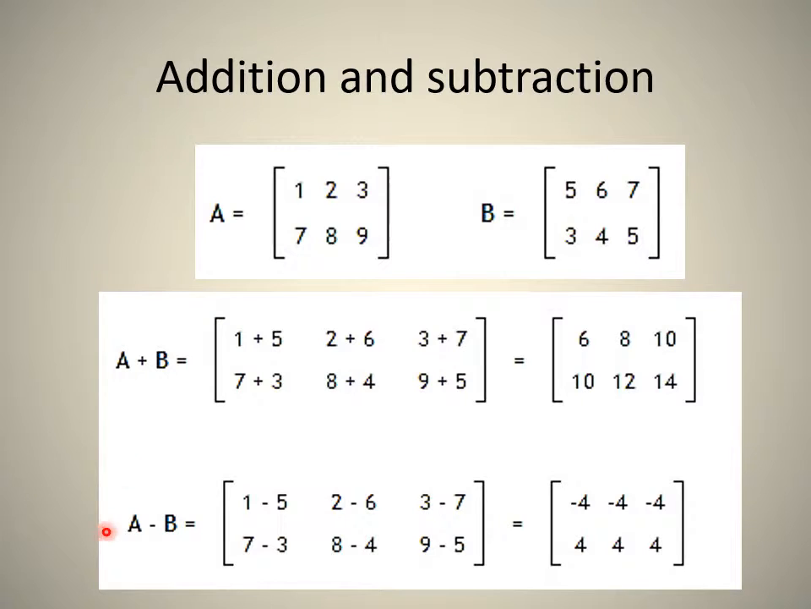The same for subtraction. So matrix A minus matrix B. Each of the elements are simply subtracted from each other, and that will give us the new matrix, which is then the result of our subtraction.